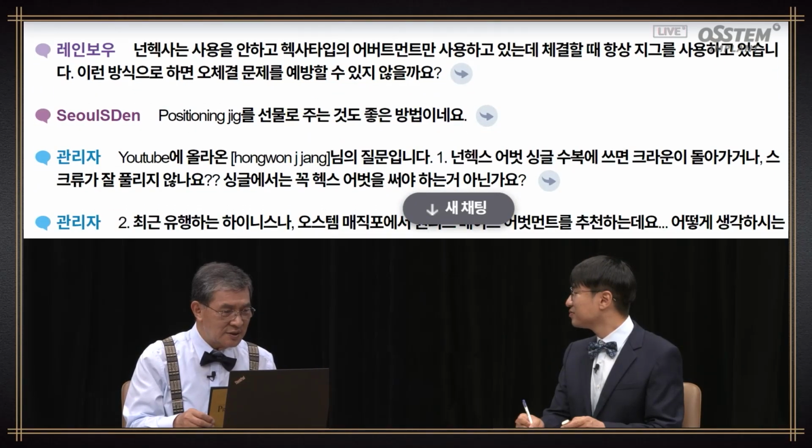I just use hex type abutment. I don't use non-hex type. Whenever I connect, I always use a jig. Will it prevent wrong connection?